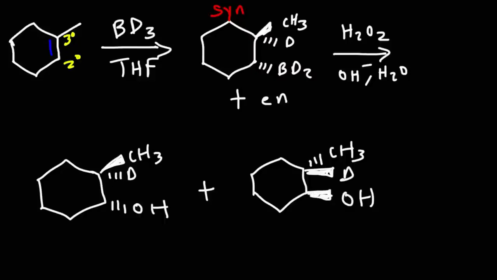So the end result of the hydroboration oxidation reaction is that the two groups that were added are added on the same side. So this is a syn addition reaction. And we do get a pair of enantiomers for this particular example. Now let's move on to our next example.